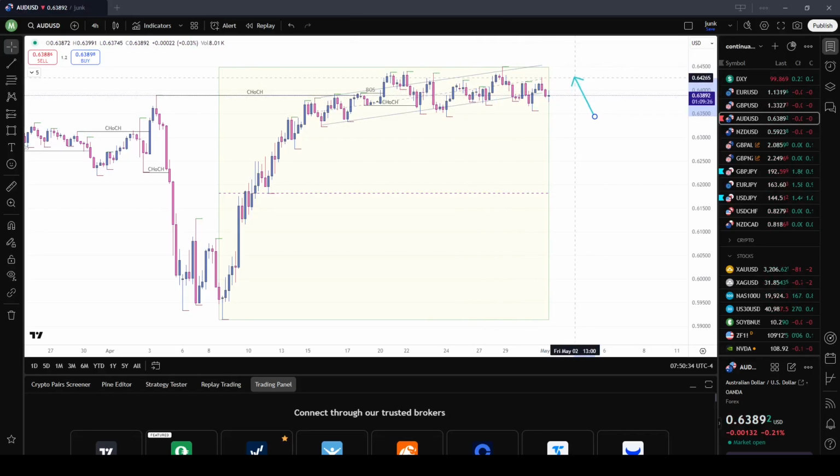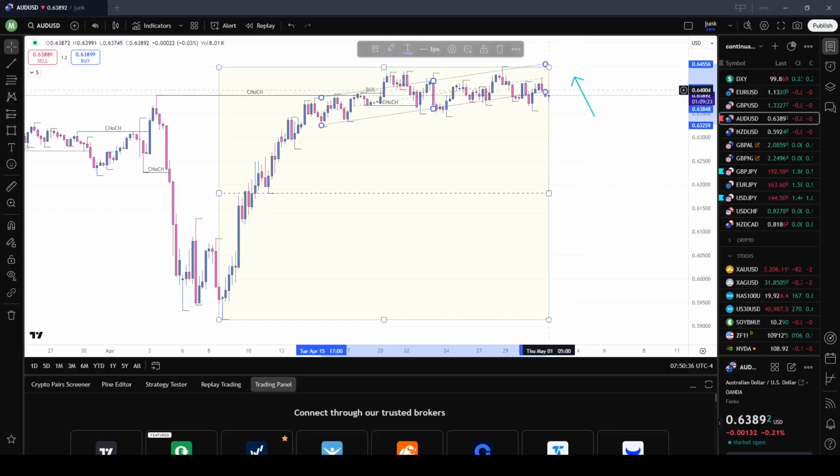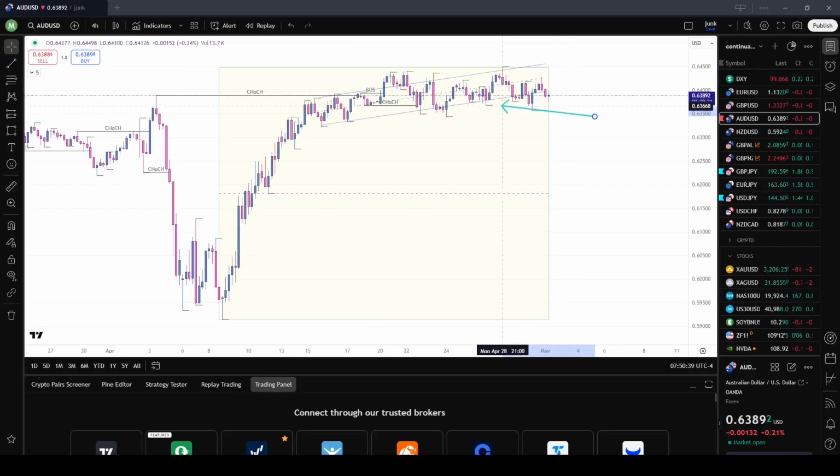Still in this, like I said, ascending channel, but it's high probability with ascending channels that the liquidity starts to get taken out under the lows. Has started to do some of that.